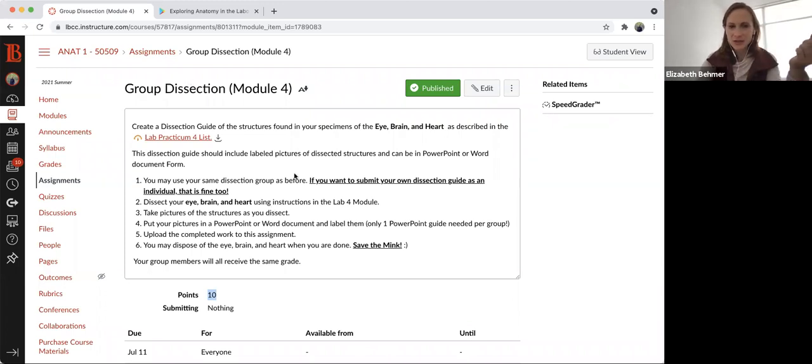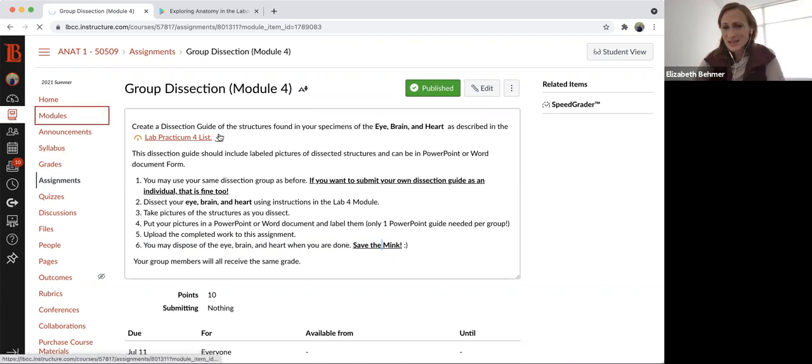But you can find all the instructions here. So again, make a PowerPoint or a Word document of the structures of the eye, brain, and heart that are described in the lab 4 practicum list of the sheep eye, brain, and heart. Take pictures, make a PowerPoint, upload one of them. You can dispose of the eye, brain, and heart when you're done. We don't need those anymore, but please save your mink if you can, because we will be coming back to the mink one time next week too. And if you've already disposed of your mink, don't worry. Hopefully your group members can help with that. So I think that's good for the dissection group project.